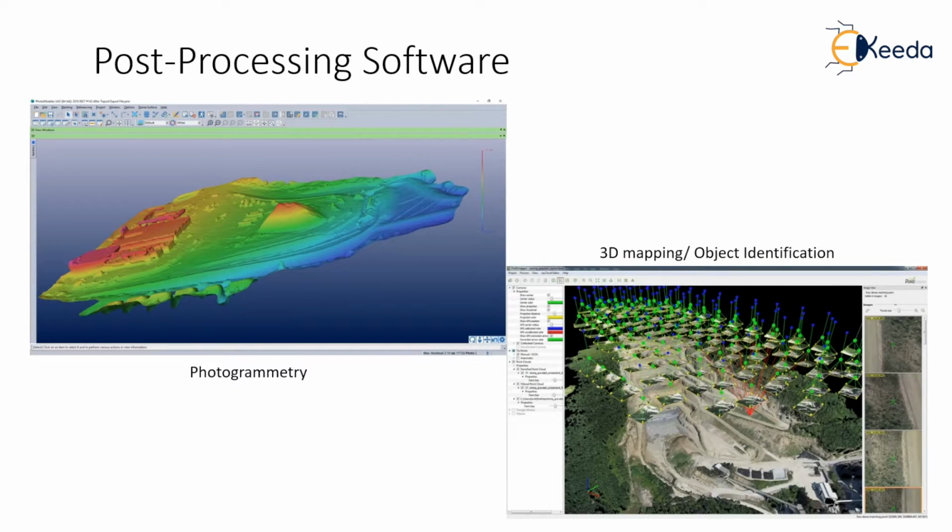Once the data is collected from the drone, through the lidar or camera or any other sensor, the data is sent to the post-processing software. The post-processing software takes the data and does various operations such as photogrammetry, 3D mapping, object identification, and volumetric mapping.